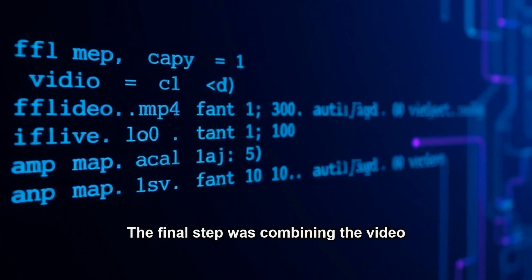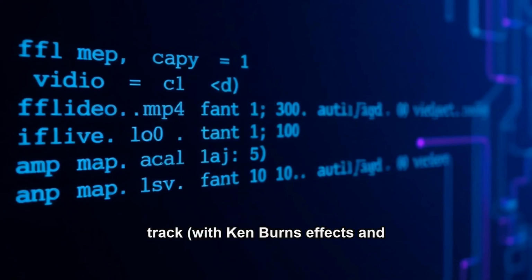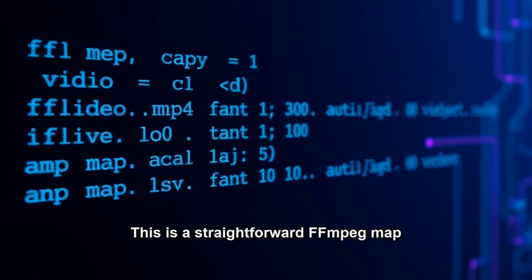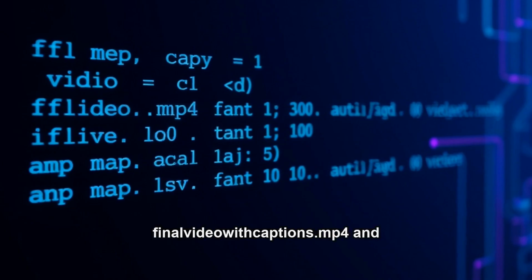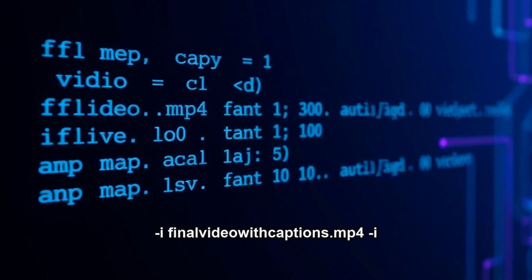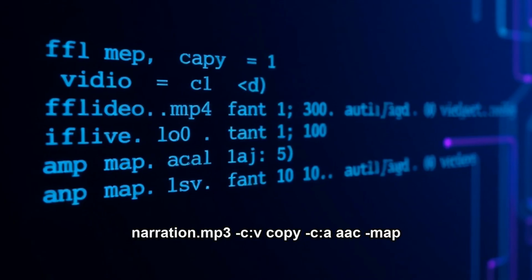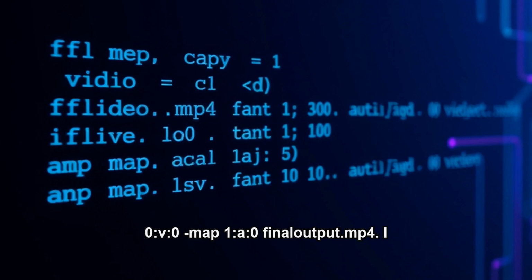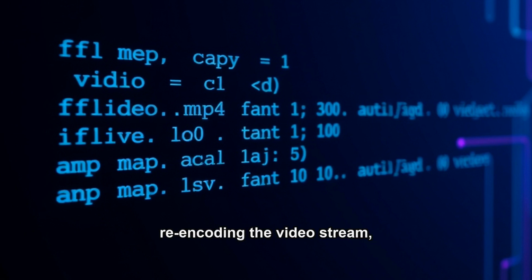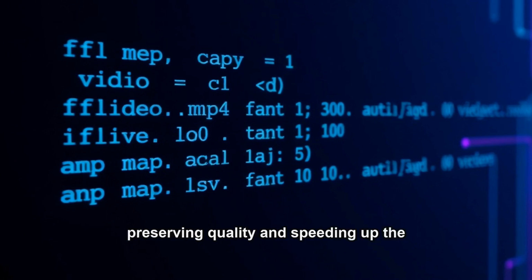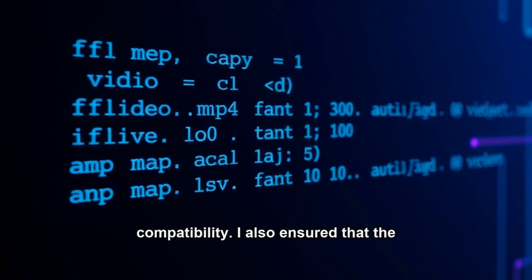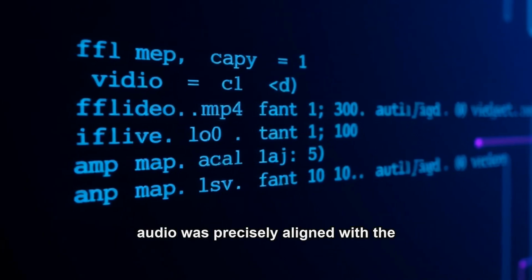The final step was combining the video track with Ken Burns effects and captions with the audio narration. This is a straightforward FFmpeg map operation. I had final_video_with_captions.mp4 and narration.mp3. The command was: ffmpeg -i final_video_with_captions.mp4 -i narration.mp3 -c:v copy -c:a aac -map 0:v:0 -map 1:0 final_output.mp4. I specifically used -c:v copy to avoid re-encoding the video stream, preserving quality and speeding up the process significantly. The audio was re-encoded to AAC for broad compatibility.